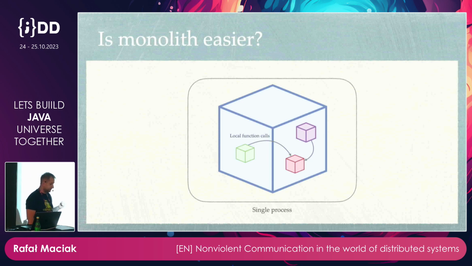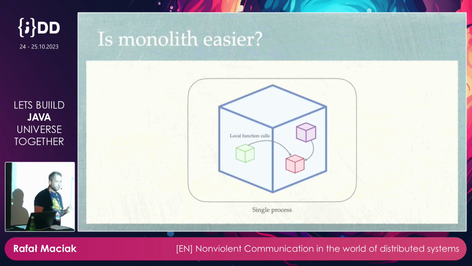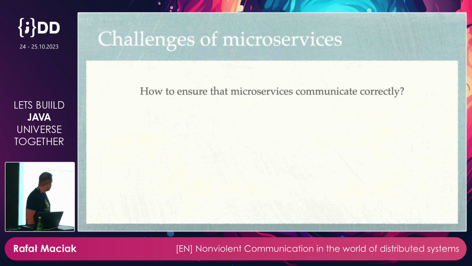So, for example, if you change the contract, let's say that we add a parameter to a method signature, the compiler will ensure that the modules communicate correctly. The code won't be compiled, won't be tested, and what is most important, you will not be able to deploy this to production. So in other words, the compiler ensures the communication correctness between our modules. And when it comes to microservices, a challenge arises. And this is how to ensure that microservices communicate correctly.